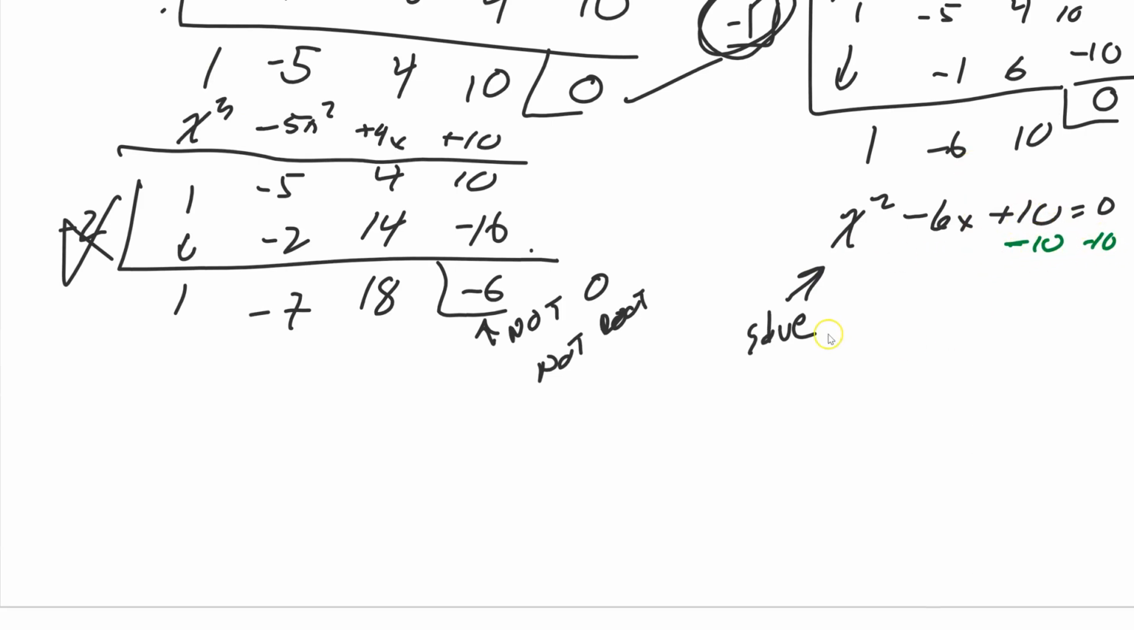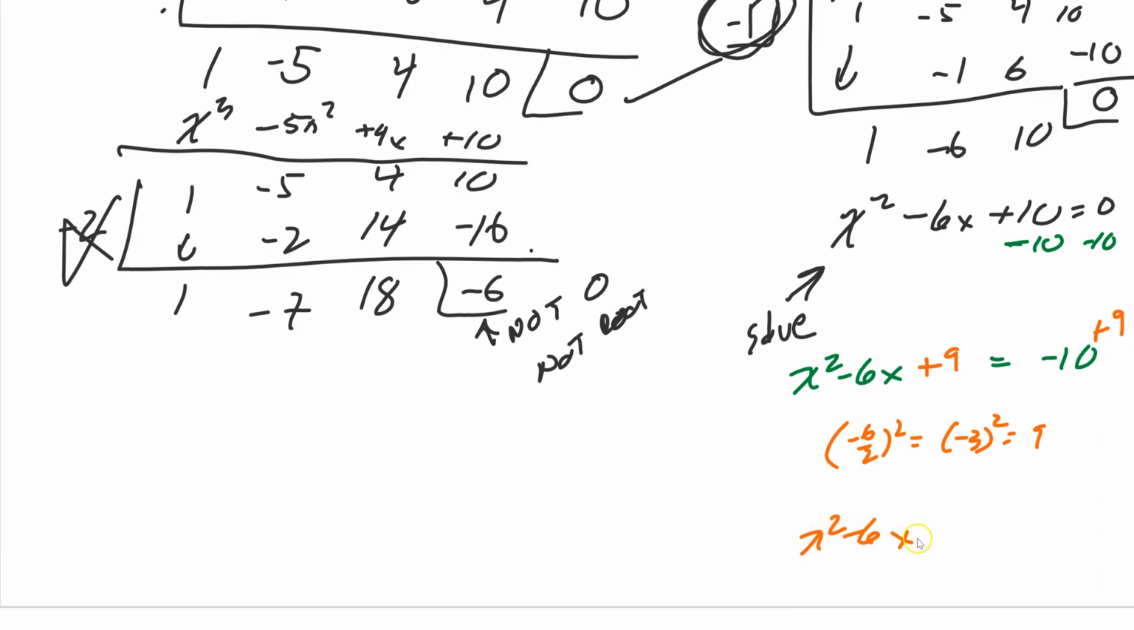So let's get the x squares by themselves. If you want to use the quadratic formula, go ahead. I just haven't done complete the square in a while, I want to flex my muscles with that a bit. So you get this part by itself. Now we take the middle term, divide by 2, and square it. Again, feel free to use the quadratic formula. Add 9 to both sides. I get x squared minus 6x plus 9 equals negative 1.